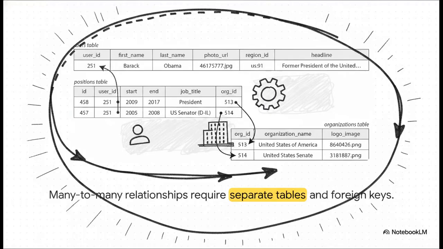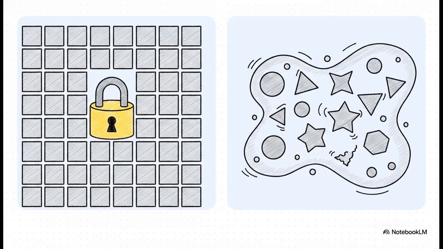Think about a standard LinkedIn-style resume. It actually perfectly illustrates the relational approach. To handle one-to-many and many-to-many relationships, like a single person holding multiple jobs at different organizations over the years, you're forced into using highly normalized, separate tables. You've got a main users table, a positions table, an organizations table, and they're all stitched together by foreign keys. Now, this design is incredible for preventing data redundancy and keeping things totally consistent. But it forces the database to perform joins to pull all that scattered data back together into one coherent user profile.